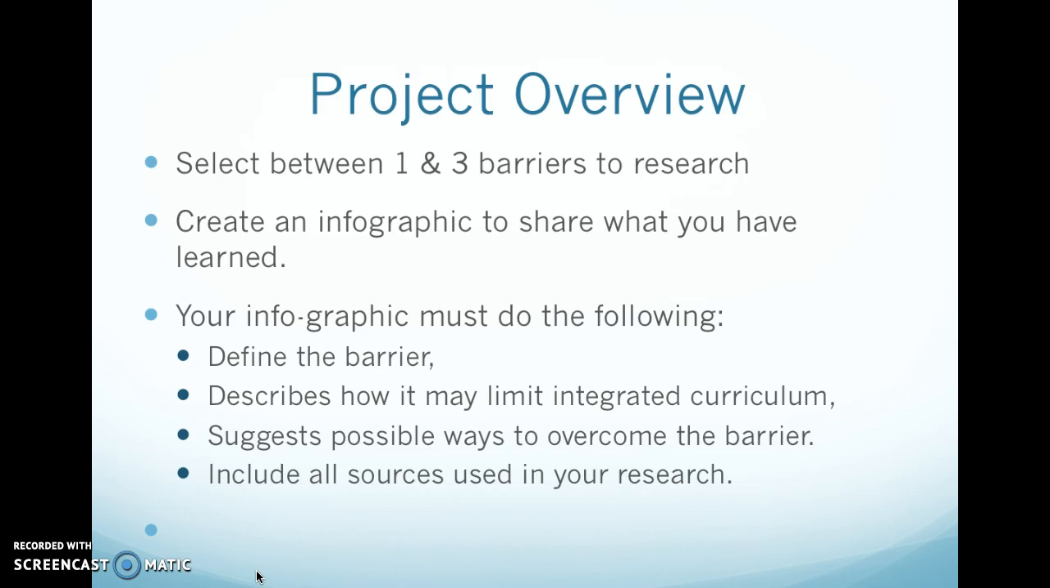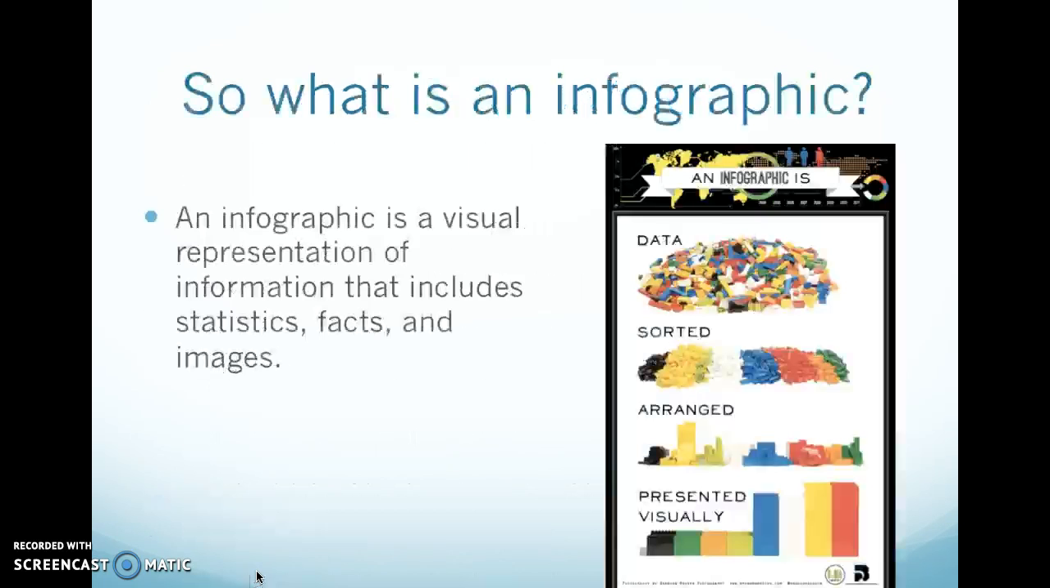And your infographic must do the following. It must define the barrier. It must describe how it may limit integrated curriculum. And it must suggest ways to overcome the barrier, as well as being sure to include all sources used in your research. And this will include any images that you specifically pull into the infographic. You must also cite those, and all of that can be done at the very bottom of the infographic in small text.